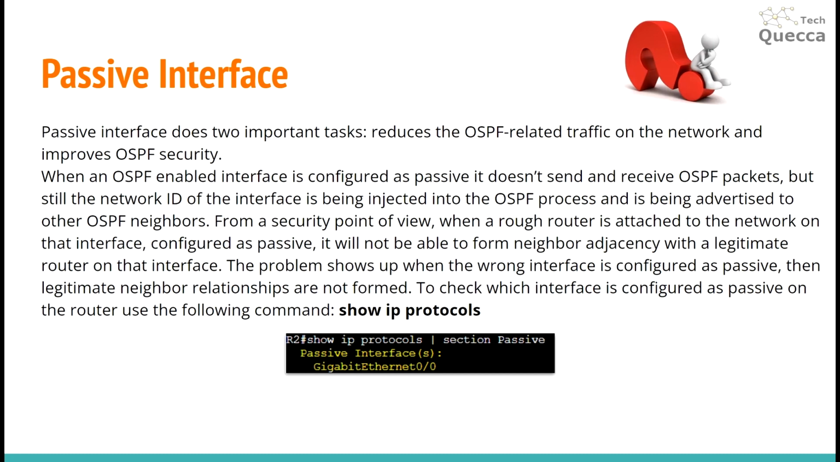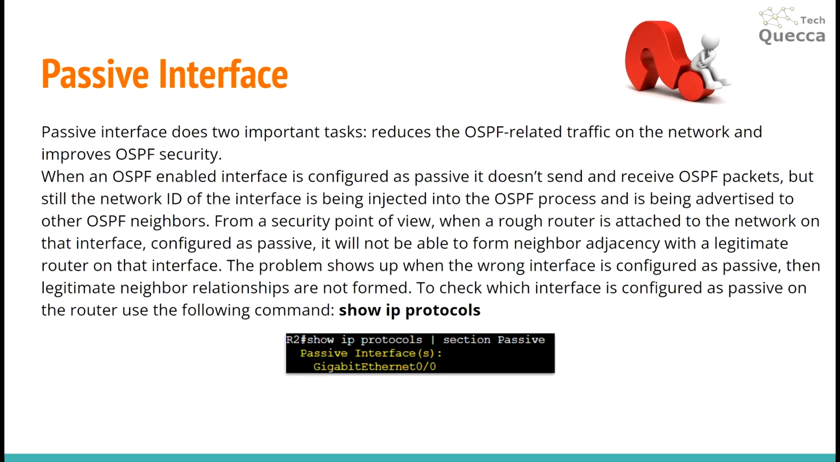Issues related to passive interface. Passive interface does two important tasks. First one, it reduces OSPF related traffic on the network. And the second one, it improves OSPF security. When an OSPF enabled interface is configured as passive, it doesn't send and receive OSPF packets, but still the network ID of the interface is being injected into the OSPF process and is being advertised to other OSPF neighbors.